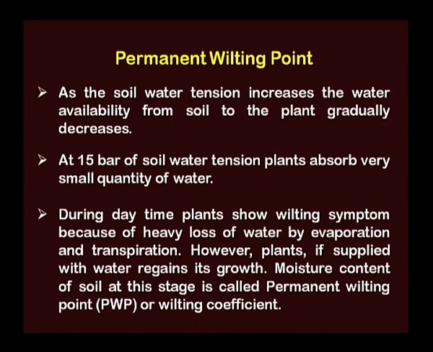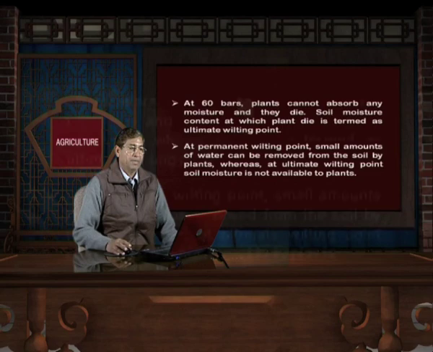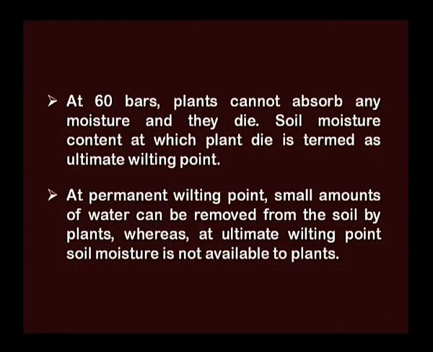During daytime, plants show wilting symptoms because of heavy loss of water by evaporation and transpiration. However, plants, if supplied with water, regain their growth. Moisture content of the soil at this stage is called permanent wilting point or wilting coefficient. At 60 bars, plants cannot absorb any moisture and they die. Soil moisture content at which plants die is termed the ultimate wilting point.